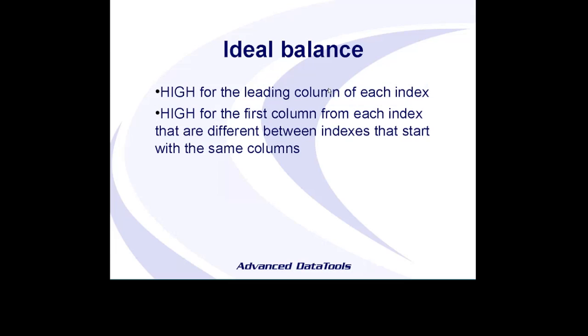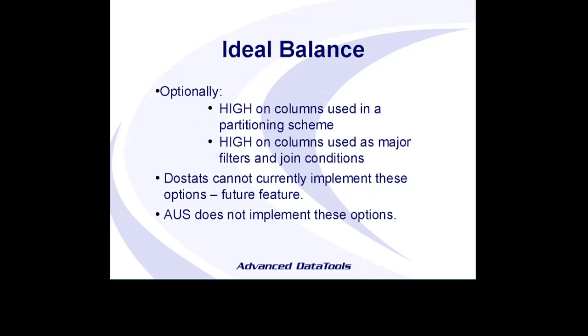Medium stats are enough for the optimizer to make a good decision, and we save some processing by doing that, okay? Optionally, I would suggest you do a high on any columns that are used in a partitioning scheme, in a fragment by expression or fragment by list, if you don't have an index on that column already. You'd also want to do a high on columns that are used as important filters and join conditions frequently in your system. Not on every join condition column.